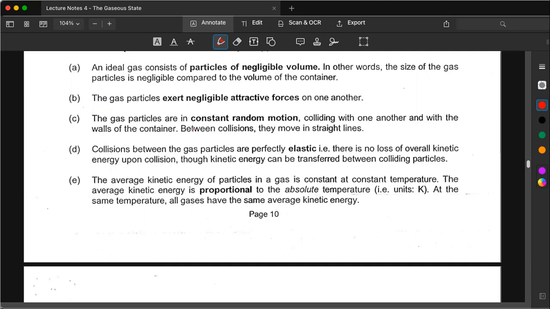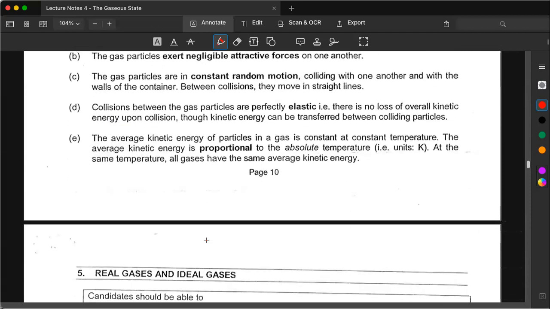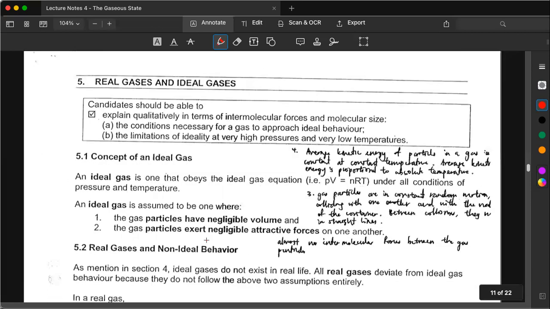The average kinetic energy is constant at constant temperature, where the average kinetic energy is proportional to the absolute temperature. So at the same temperature, all gases have the same average KE. So remember these 5 assumptions. They will just ask you some of the assumptions that will be applied to ideal gas.